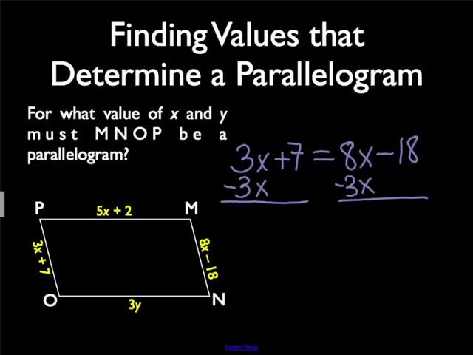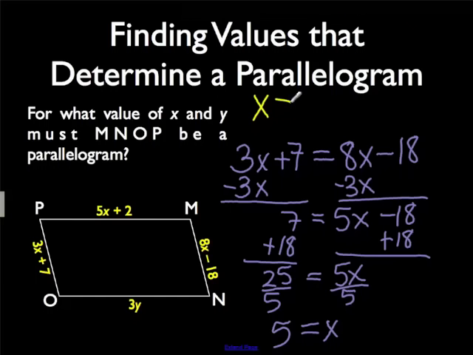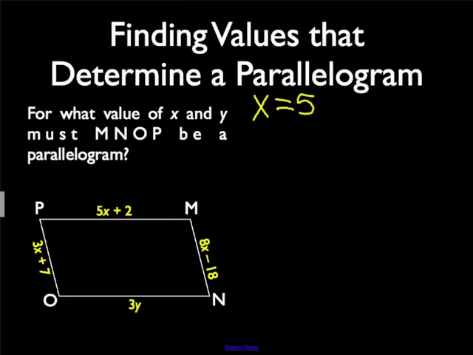The subtraction property of equality allows us to subtract 3x from both sides of the equation. The addition property of equality allows us to add 18 to both sides of the equation. And the division property of equality allows us to divide both sides by 5. So that tells us that x has to be 5. We now know that x has to equal 5. But what about y? Well, this is the nice thing about doing x first. We can now use the other sides of the parallelogram and use the same converse to force the sides to be congruent. But what we'll do is substitute in the 5 that we found for x into the expression on the left-hand side here.